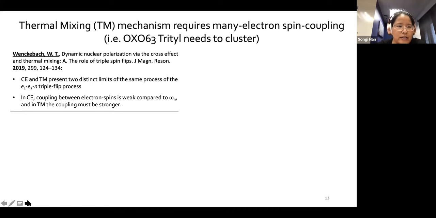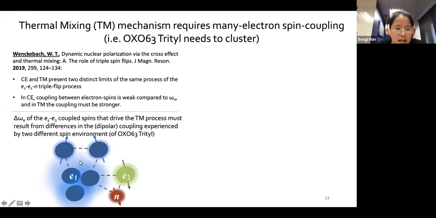I just quote, for example, a recent paper by Wenckebach that showed cross effect and thermal mixing are two sides of the same coin, or two distinct limits of the same process. Fundamentally, you still have a triple flip process, or at least that's a foundation. In cross effect, you rely on recoupling, and the energy difference comes from the g anisotropy typically. And for thermal mixing, the coupling is strong. Okay. And so I add to that this cartoon that I keep showing. This is what we thought long and hard about and drew.